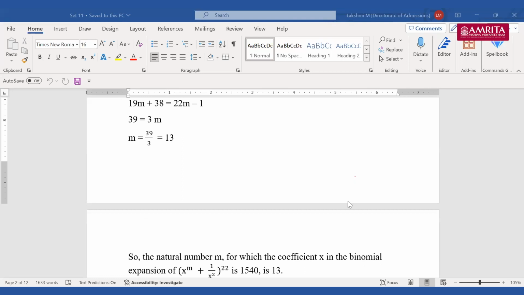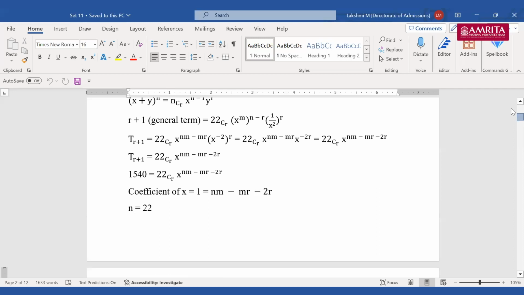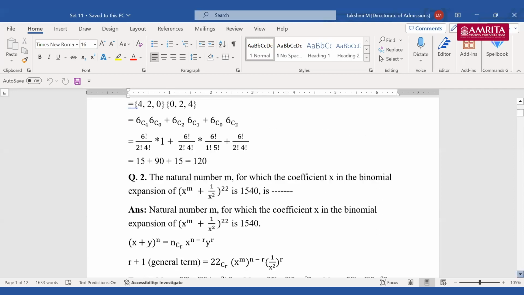Ishan, are you having any other queries? Sanjay, if there is anything, can you please type it in the chat box? I think I'll just show you this once again. So this was the question that we were discussing.